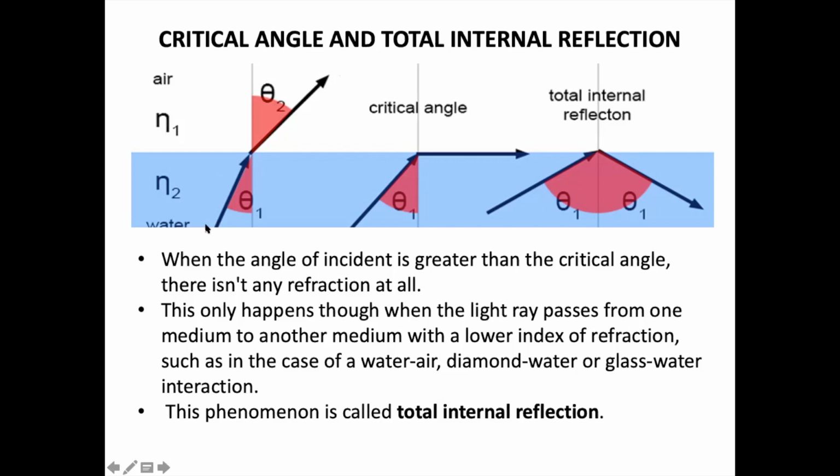So when a ray of light goes from a denser medium to a rarer medium, what will happen? It will bend away from the normal. So this angle, theta 1, will be less, and the theta 2 angle will be more. Now, further and further, as we increase the angle, what is happening? The angle will increase.